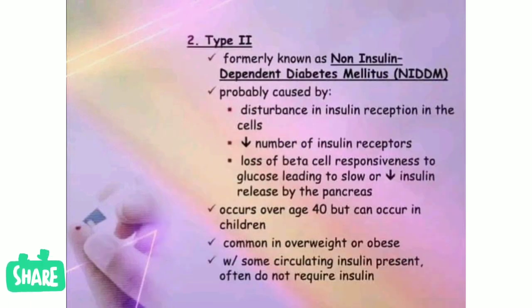Type 2 is known as non-insulin dependent diabetes mellitus. It is probably caused by disturbance in insulin reception in the cells, decreased number of insulin receptors, loss of beta cell responsiveness to glucose leading to slow or decreased insulin release by the pancreas. This means that there is a decreased number of receptors and decreased release by the pancreas. It occurs over the age of 40 but can occur in children. It is common in overweight or obese patients, and with some circulatory insulin present, they often do not require insulin.